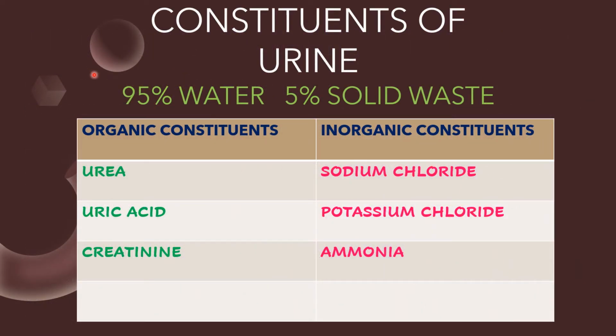Constituents of urine: 95% water and 5% solid waste. There are two types of constituents: organic constituents and inorganic constituents. What are organic constituents? Urea, uric acid and creatinine. These are the organic constituents present in urine. Inorganic constituents are sodium chloride, potassium chloride and ammonia. These are inorganic constituents present in urine.